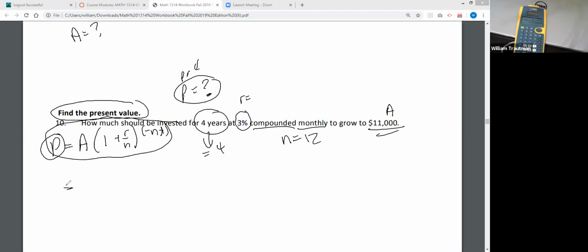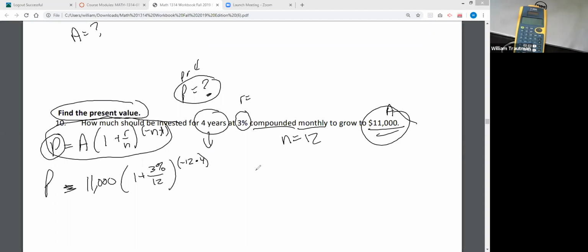So first we put A into the formula. We already said A was 11,000. 1 plus r, the interest rate is 3%. N is compounded monthly and is 12. The power, n, is 12. There's always a negative in front of this power, so you still have to put a 12 there. And then time is 4 years. So this is the way I should be typing it in my calculator, and it will tell me what P equals.